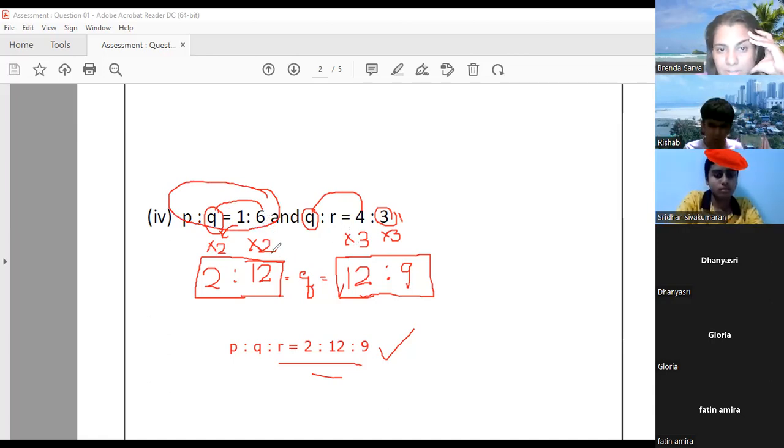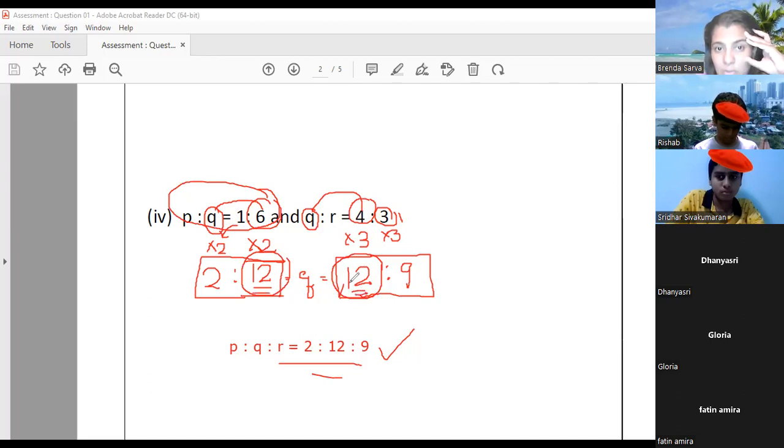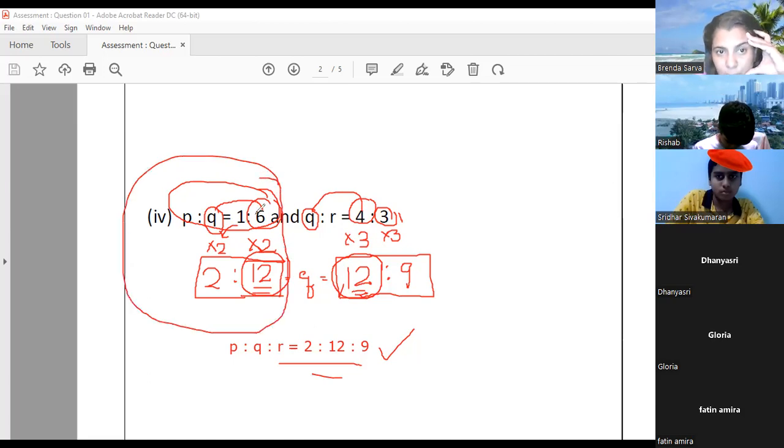I want to make the Q the same for this and this ratio. Here is 6 parts, here it's 4 parts. Do you understand the part where I get 12 for the Q? Do you understand this part, why I get 12? Because I want to make the Q the same, right or not? Yes. So this part of my ratio where the P to Q is 1 to 6, the 6 I had to times 2 to get 12. I do the same to my P. So I take 1 and times 2, I will get 2 to 12.